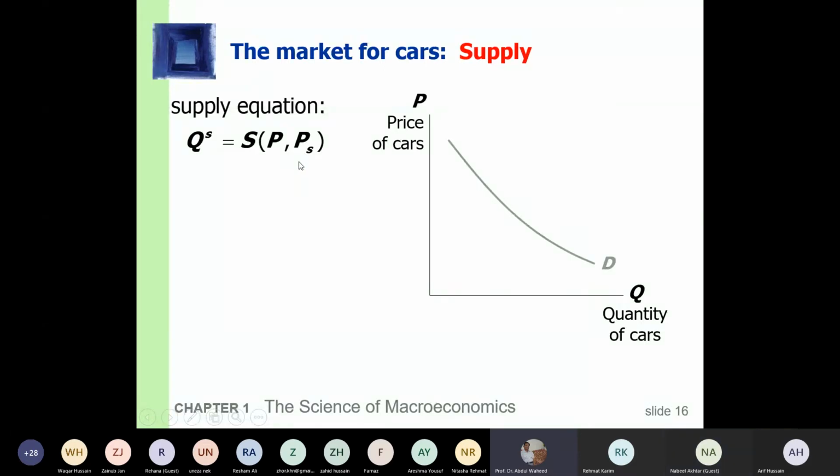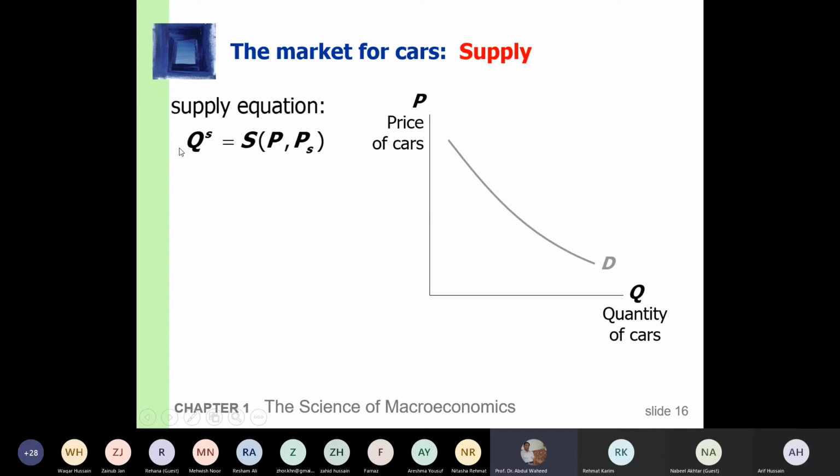Holding all other factors constant, if there is an increase in the price of steel, this will increase the cost of production, reduce the profit margin, and then supply will decrease. Because what is the objective of the producer? To maximize profit. So when their profit margin decreases, they will decrease their supply.